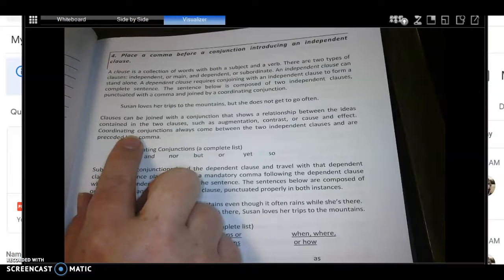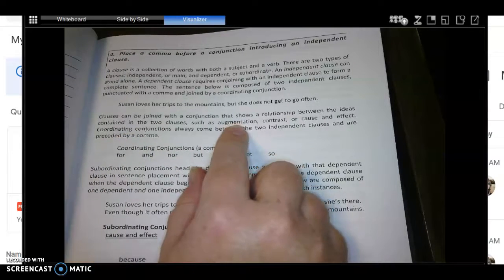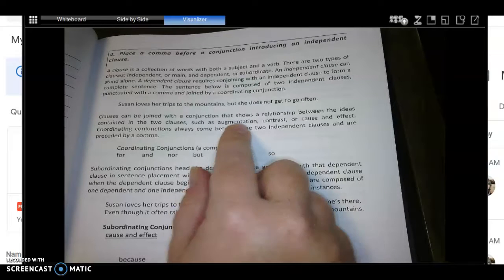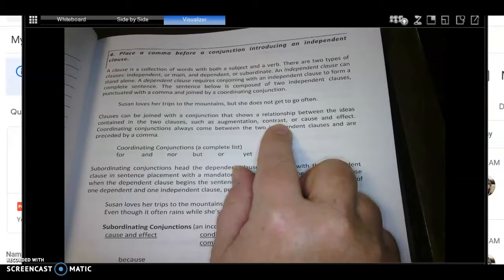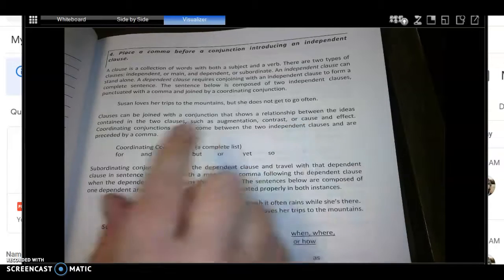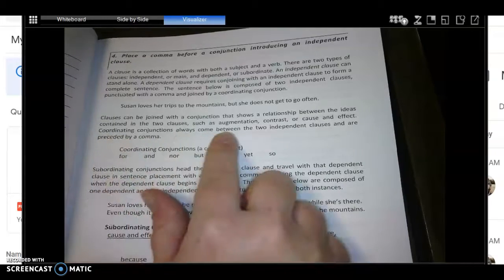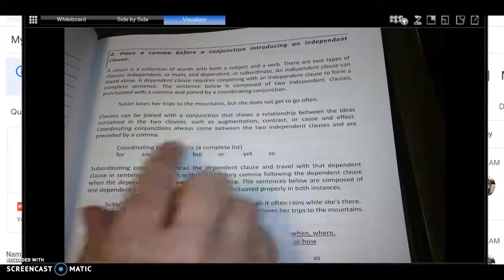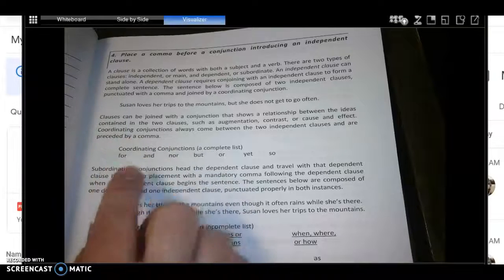That would be something where we use like and. Contrast, but would be a good one there. Or cause and effect. So we have this happens, so this happens. Okay? Coordinating conjunctions always come between the two independent clauses and are preceded by a comma.